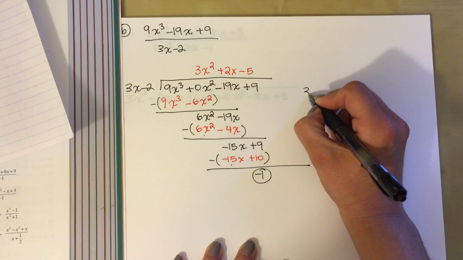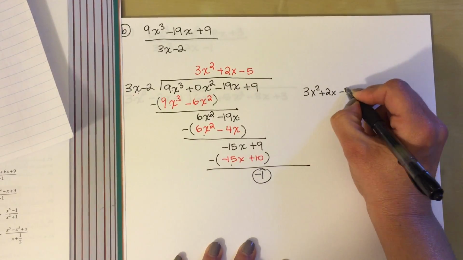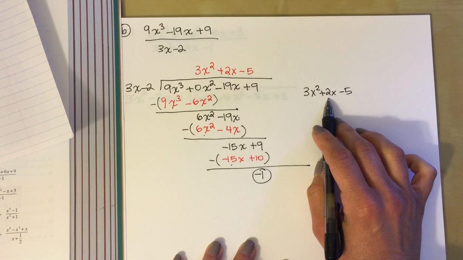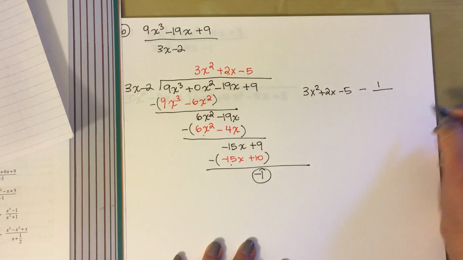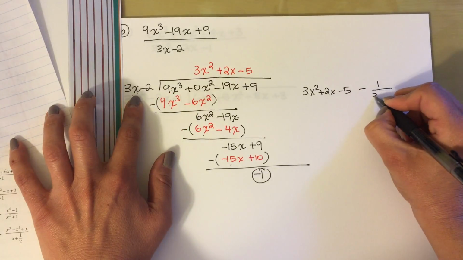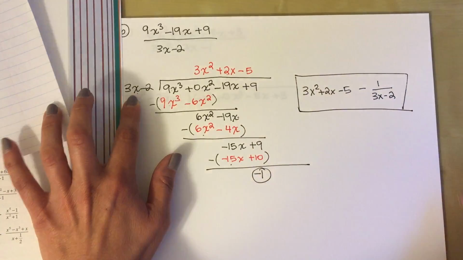Let's write our final answer. It's going to be 3x squared plus 2x minus 5. That is the quotient, minus 1, our remainder, divided by 3x minus 2, which is the divisor. And that is our final answer.